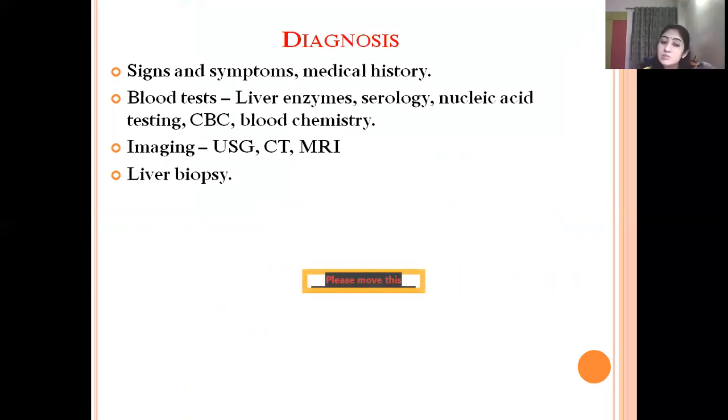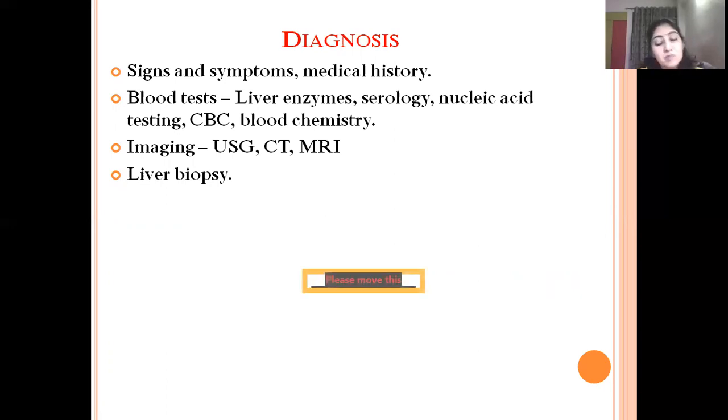All these signs and symptoms and medical history we have discussed in the previous session. Then the second important diagnostic tool is the blood test. Here, the parameters which fall under these blood tests are liver enzyme tests, which are well known as liver function tests. Then there are serological tests, nucleic acid testing, complete blood count is also necessary, and then blood chemistry.